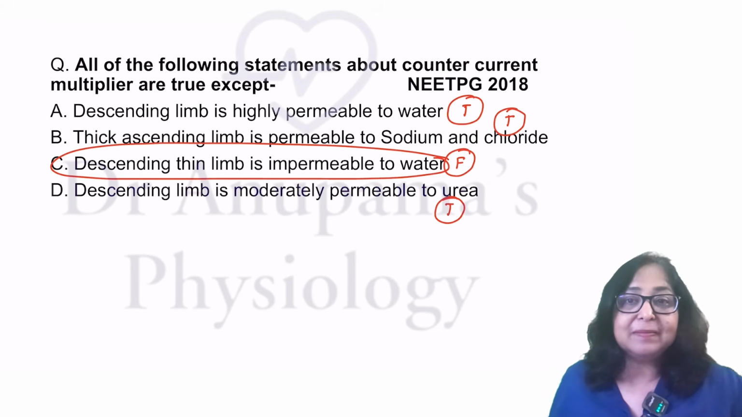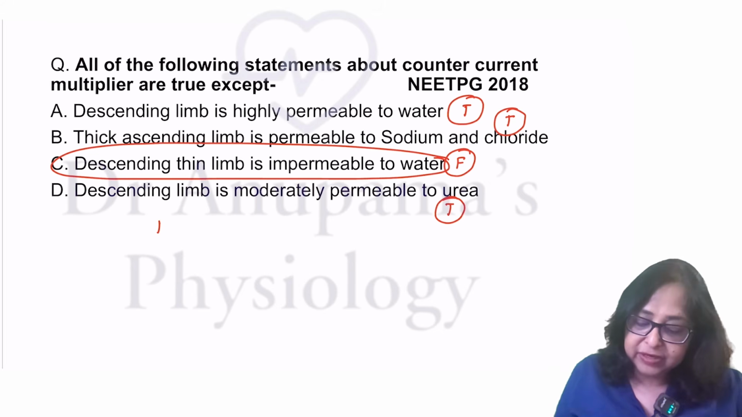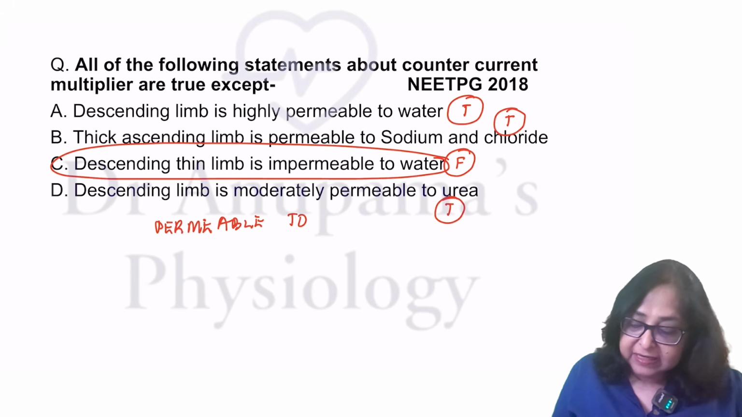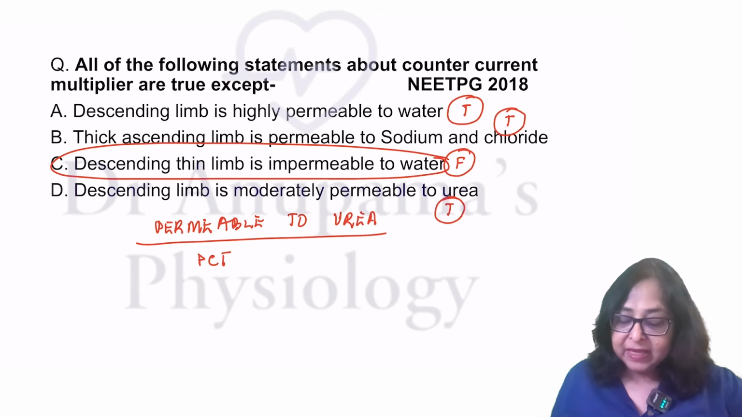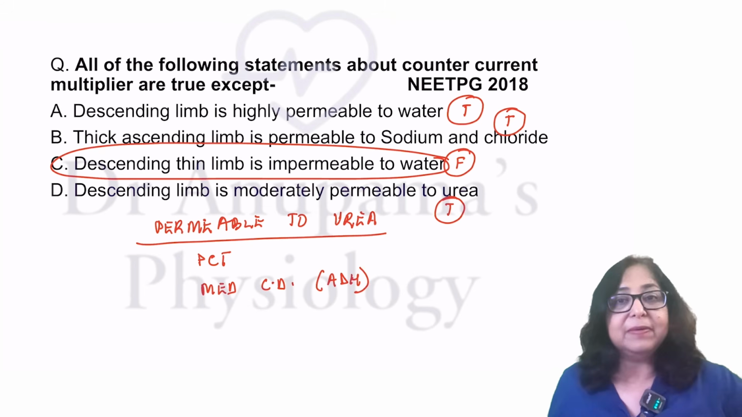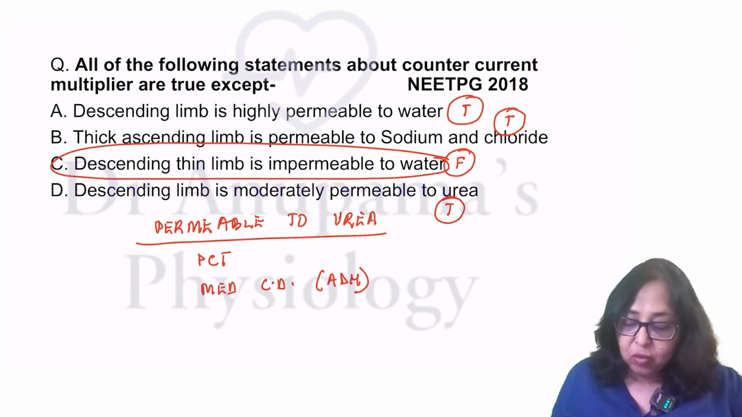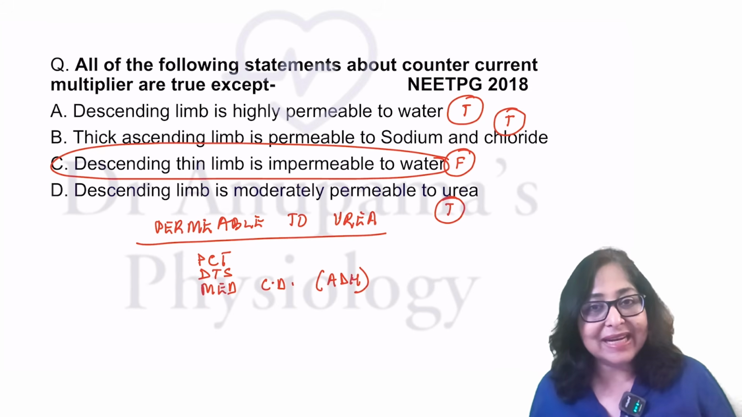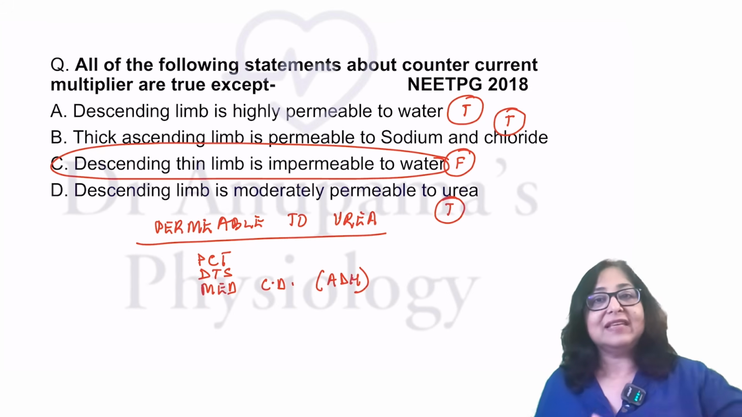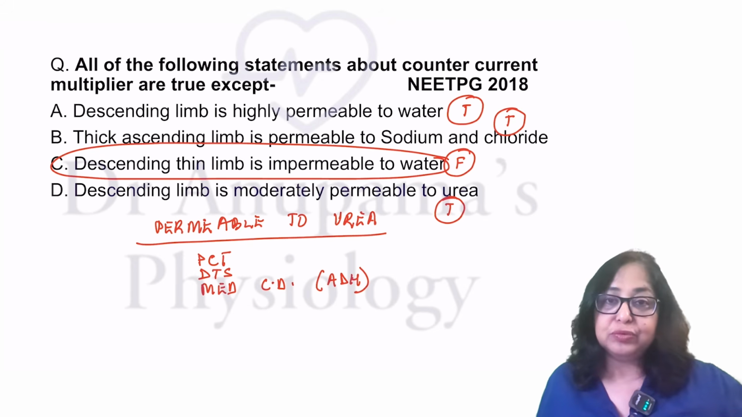Please remember which segments of the nephron are permeable to urea. The PCT, definitely. 40 to 50% of urea is reabsorbed in the PCT. The urea re-enters into the plasma. Then the medullary collecting duct, and ADH increases the urea permeability in the medullary collecting duct, and also the descending thin segment is moderately permeable to urea. All other segments of the nephron are impermeable to urea.